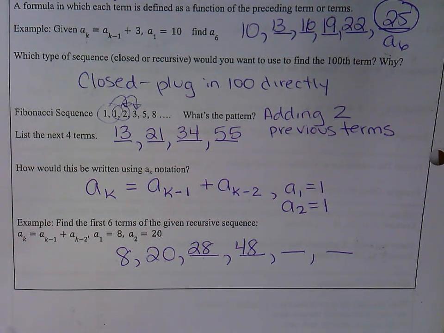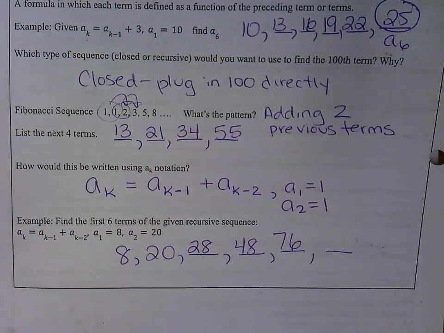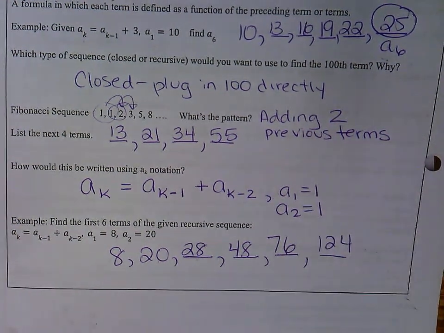So let's see, 28 plus 48 should have come out to what? 76. And then 76 plus 48 should have come out to 124. Did you get those? Just make sure your resources are the same. So Michael, I checked off here.